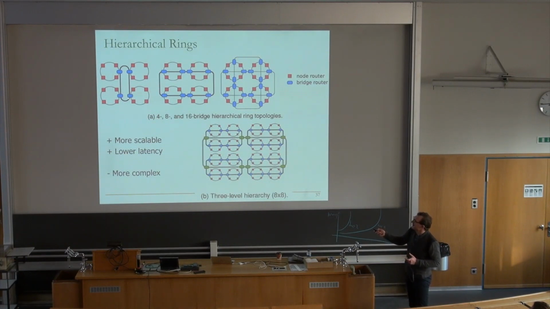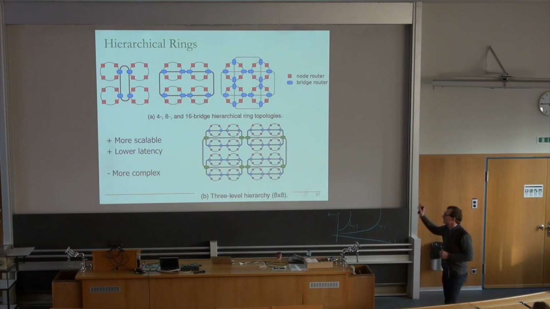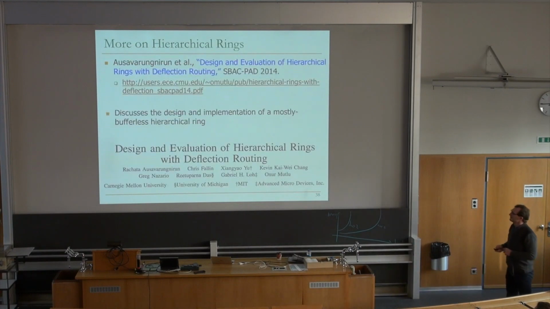If you don't have buffering and if somehow this link is utilized at that point, you basically deflect and send the message routed around a little bit more. And then once the message comes back, hopefully it goes into the ring. We'll talk about deflection a little bit. Okay.